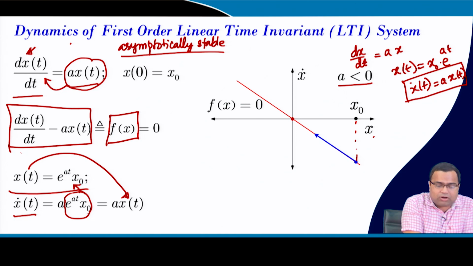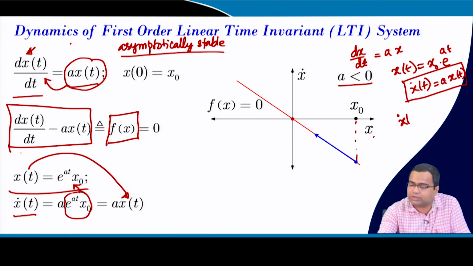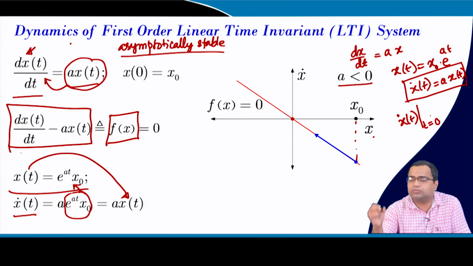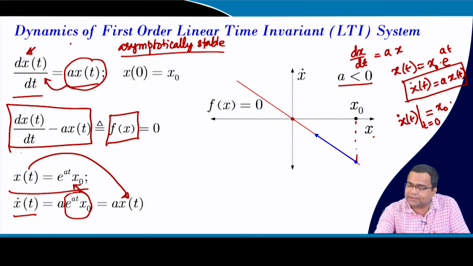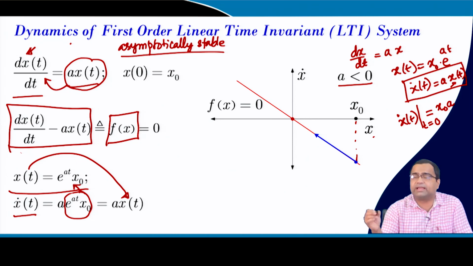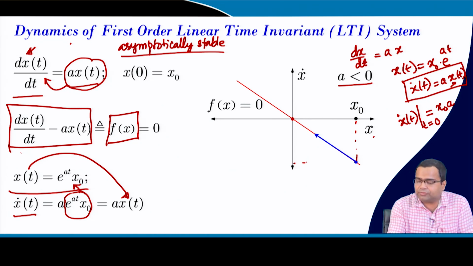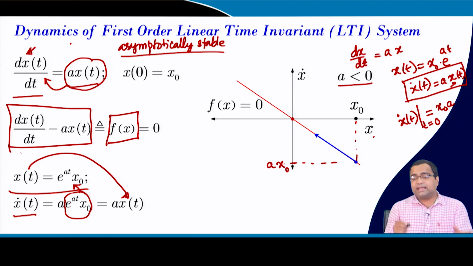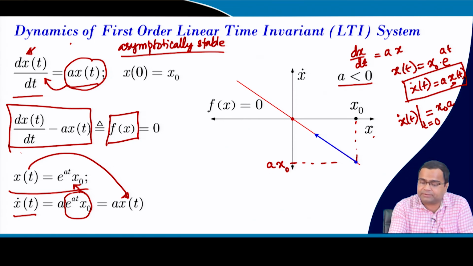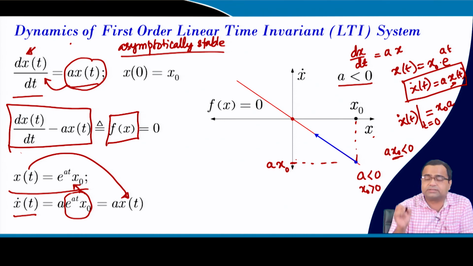Then if you take x dot and obtain what is my x dot t at t equal to 0, you will find it is nothing but, what is that? x0, right, into a, because this x will be x0. So, this quantity will be a into x0. Since a is negative and x0 is positive, this quantity will be negative, because we have considered a to be negative and x0 to be positive. So, a into x0 must be negative, and this is coming here.